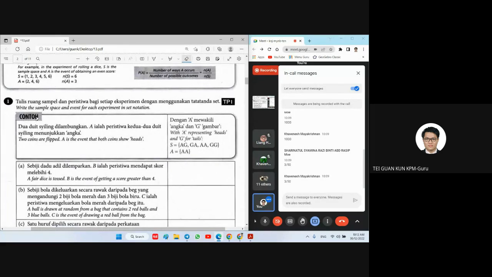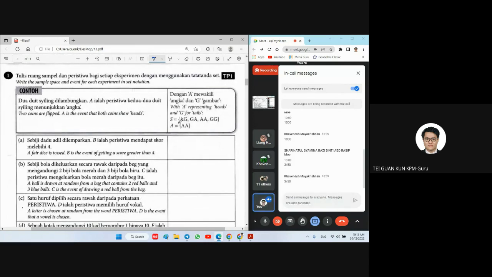Question 1, write the sample space and event for each experiment in set notation. Okay, so answer in set notation. Set notation means this one. And this is set notation. So answer in set notation. Okay, so a fair dice is tossed. B is the event of getting a score greater than 4. So you are required to write the sample space and event.